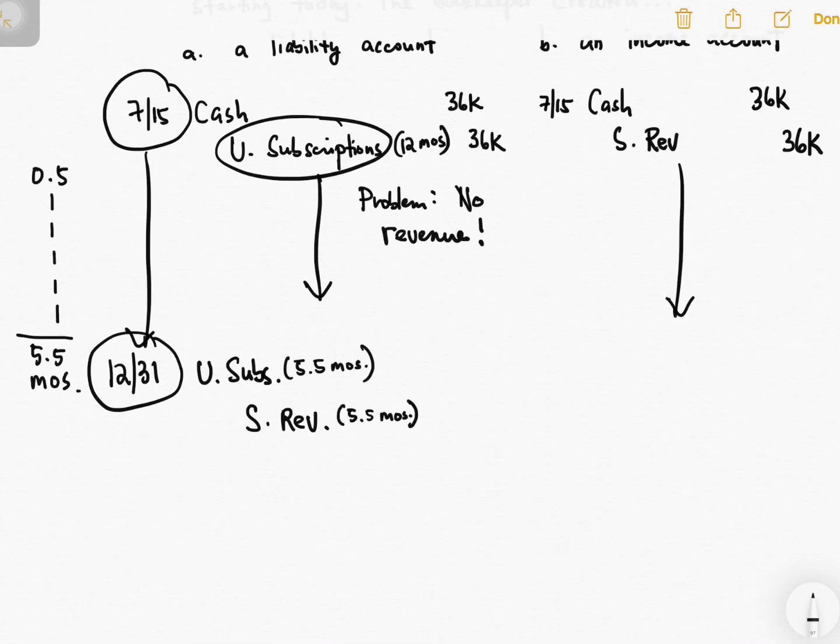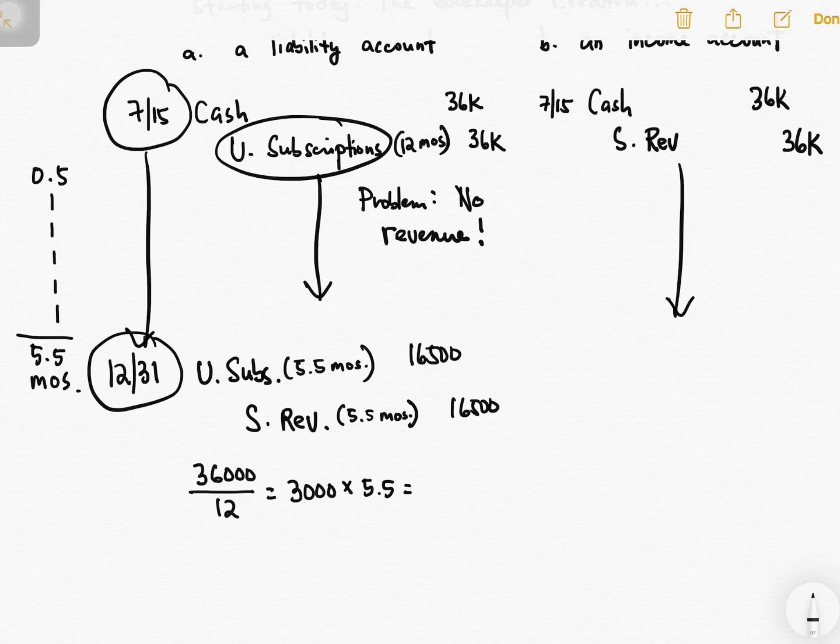So let's compute. What's our amount here? The total subscription is 36,000, right? And this is good for 1 year, so divided by 12 to get the monthly. On a monthly basis, you are earning 3,000, right? And you will have to multiply this by 5.5 months to get your revenue for 5.5 months. So what's the answer? It's 16,500. Same amount.